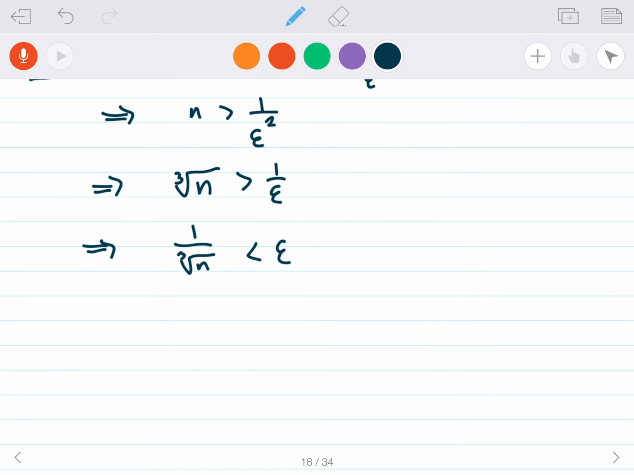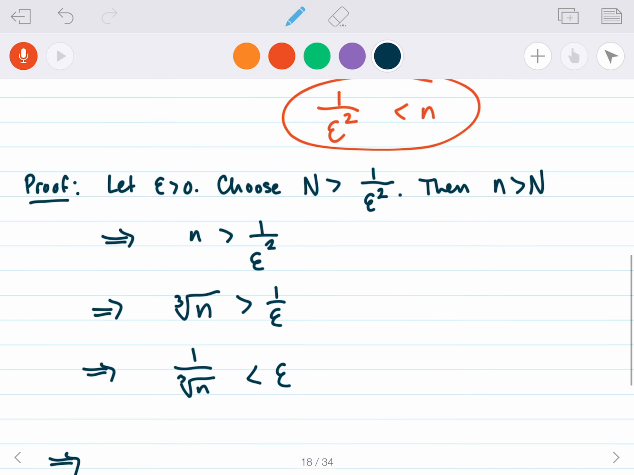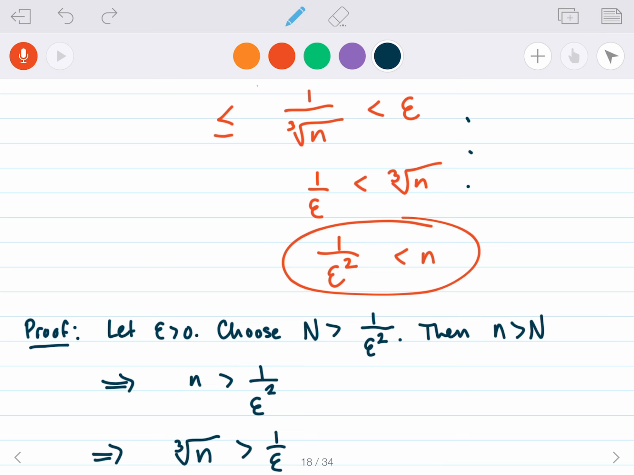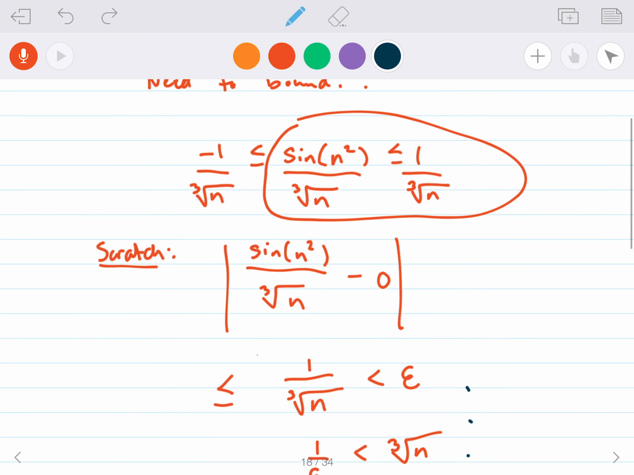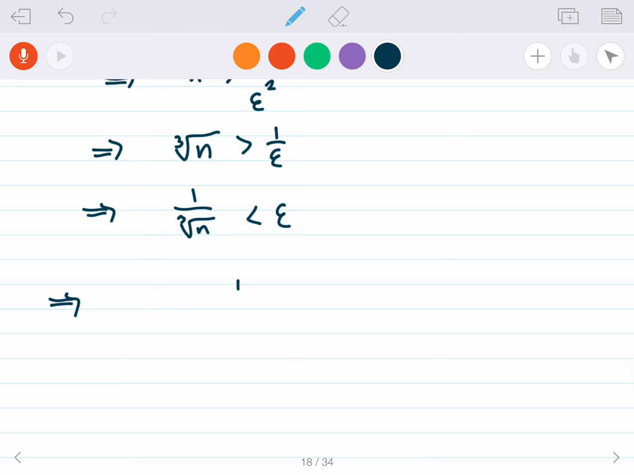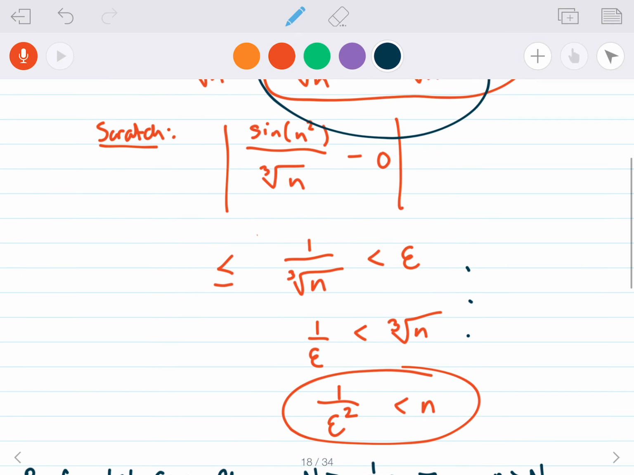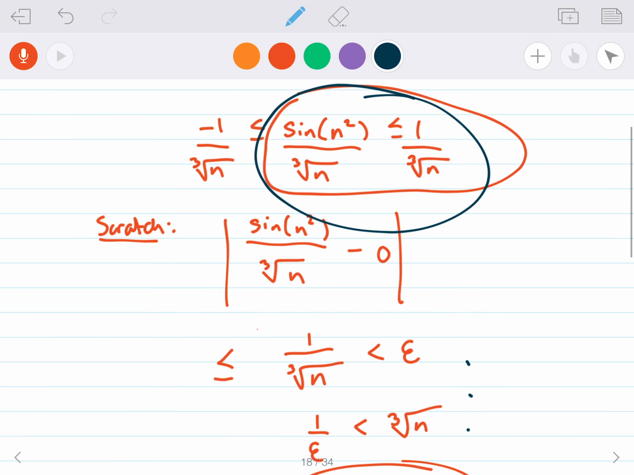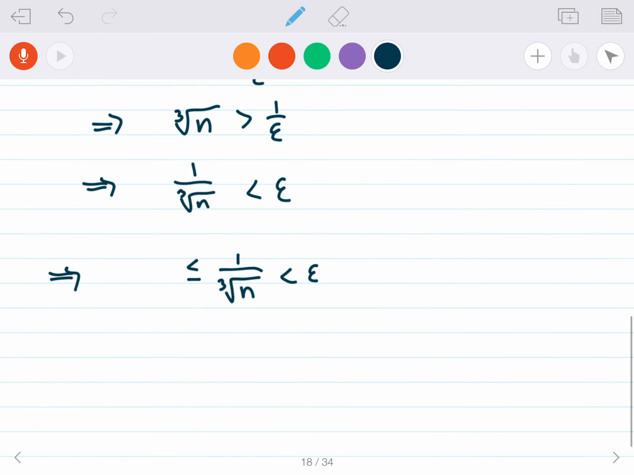And what do we know? Well, we said that 1 over third root of n was bigger than or equal to the function in question. So let's just write it all out. Sine n squared over third root of n.